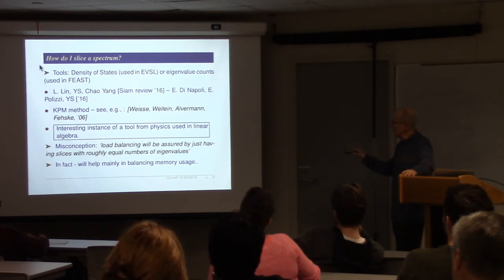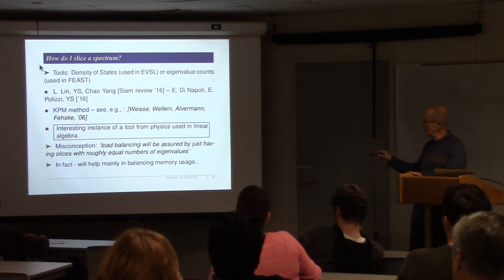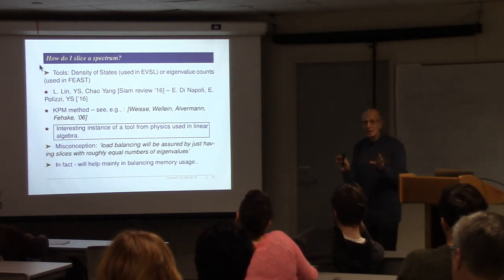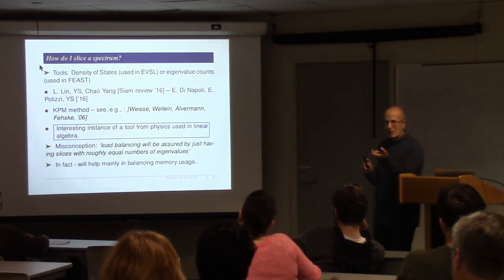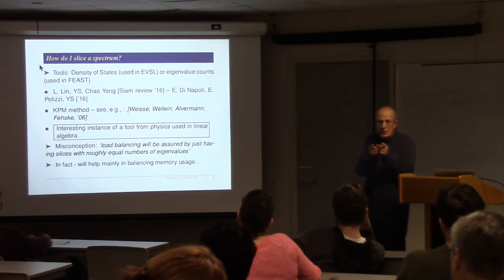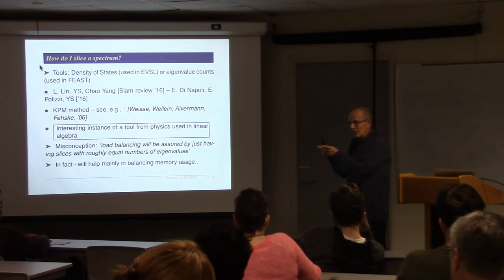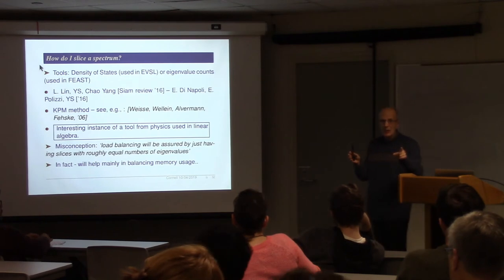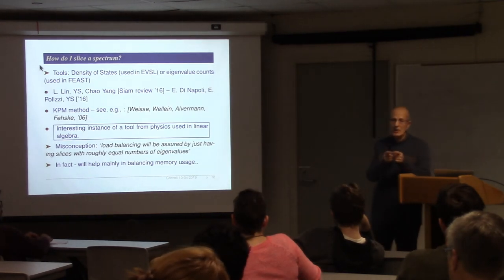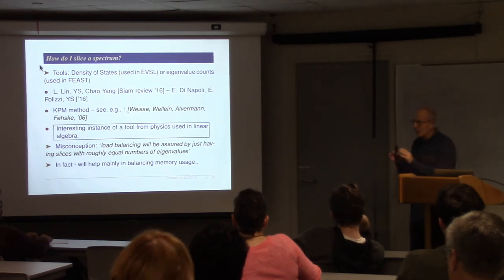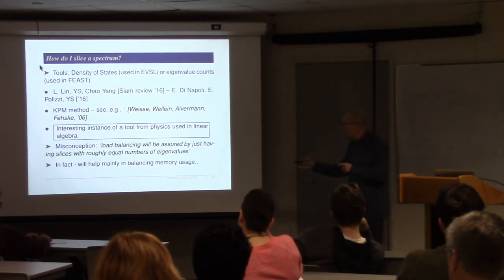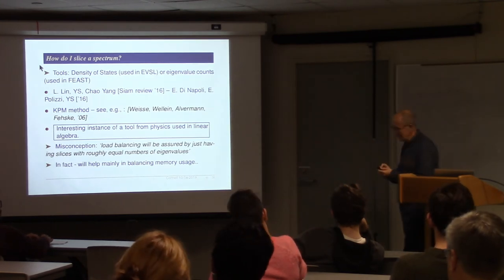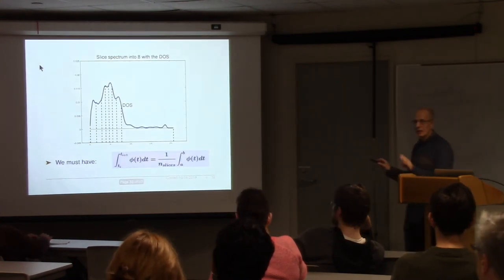One thing that I've seen is this misconception that this helps you to load balance your code. It's not true, because when you slice the spectrum to have more or less the same number of eigenvalues, convergence in one particular slice is very different from another. Let's suppose there are 100 eigenvalues in each; the convergence in one of them could be much slower than the other. You might need a much higher polynomial degree for the first one. So it only helps with memory usage. You have to make sure there are not too many eigenvalues in one slice, so you have to be careful in how you balance the load.